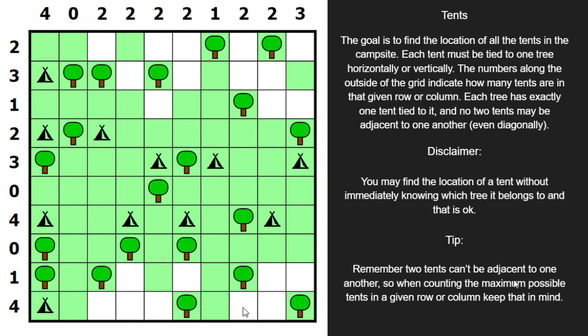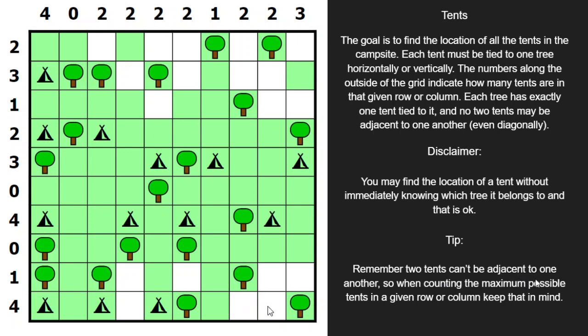So if we count, a tent can go here or here, but it can't be both because they would be adjacent to one another. So what I do when I'm counting the maximum possibilities is whenever there's 2 cells right next to each other that can contain a tent, I count that as 1 rather than 2. So we have at most 1, 2, 3, because again, you can't have both. And so in fact, this has to be a tent, this has to be a tent, and one of these is going to be a tent, but we don't know which one.